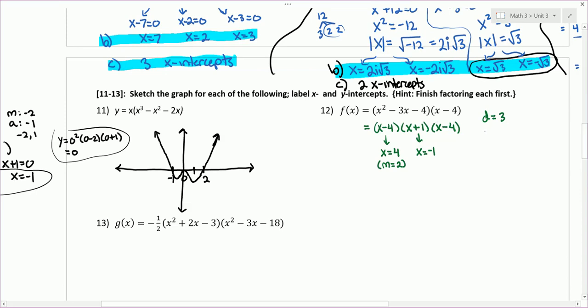The leading coefficient is positive 1, and so we have an odd degree and a positive leading coefficient, so the right side points up, and the left side of the graph, the end behavior, points down.